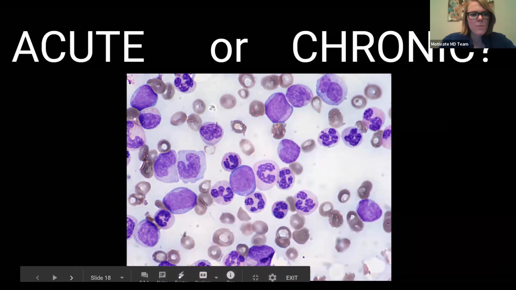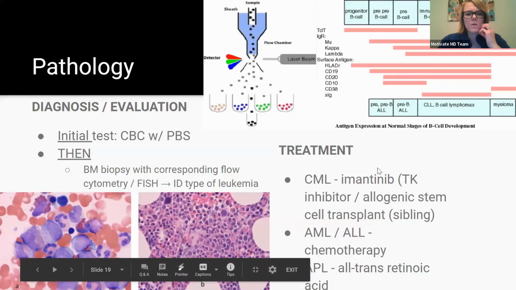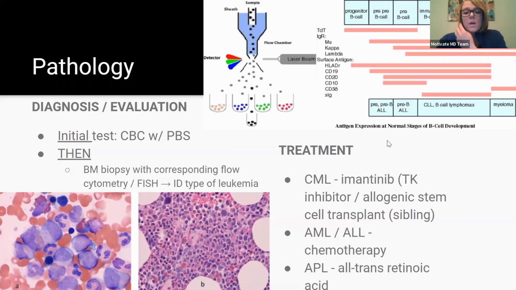Okay. We're wrapping up here. We're going to talk about the pathology itself. And we'll start by talking about the diagnosis and evaluation. What we're looking for was that initial test. We looked for the CBC, the complete blood count with the peripheral blood smear. Then we went into the bone marrow biopsy and we did flow cytometry or FISH. We talked about FISH, which is fluorescent in situ hybridization, where we get that probe and match it up in order to find that translocation.